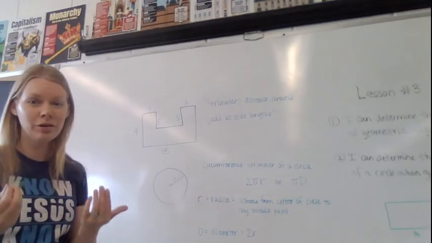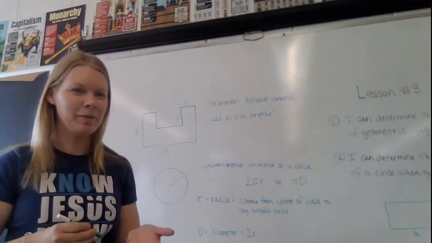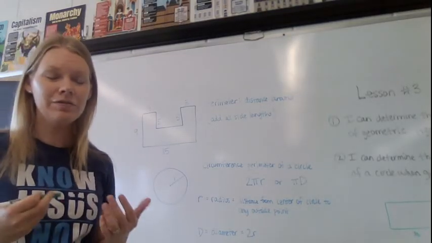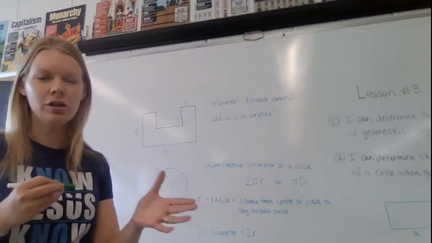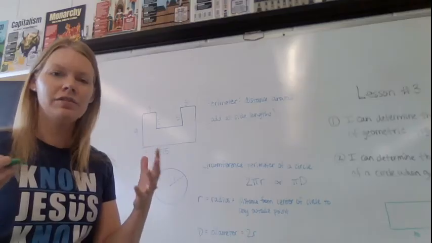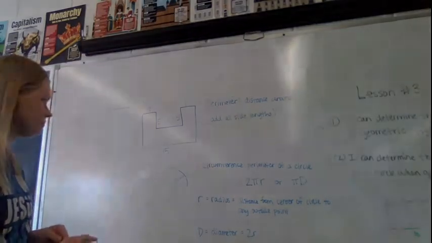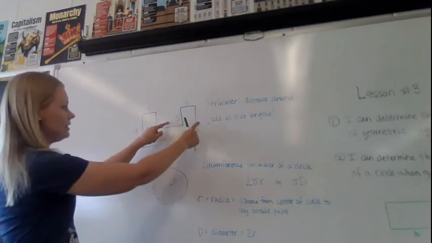So you're always going to want to look for that. It's pretty typical that there will be at least one side length that is left blank. And so your first step is going to be to determine all of the side lengths. And once you've done that, then you will add them all together to get your perimeter. So we've got two missing side lengths.